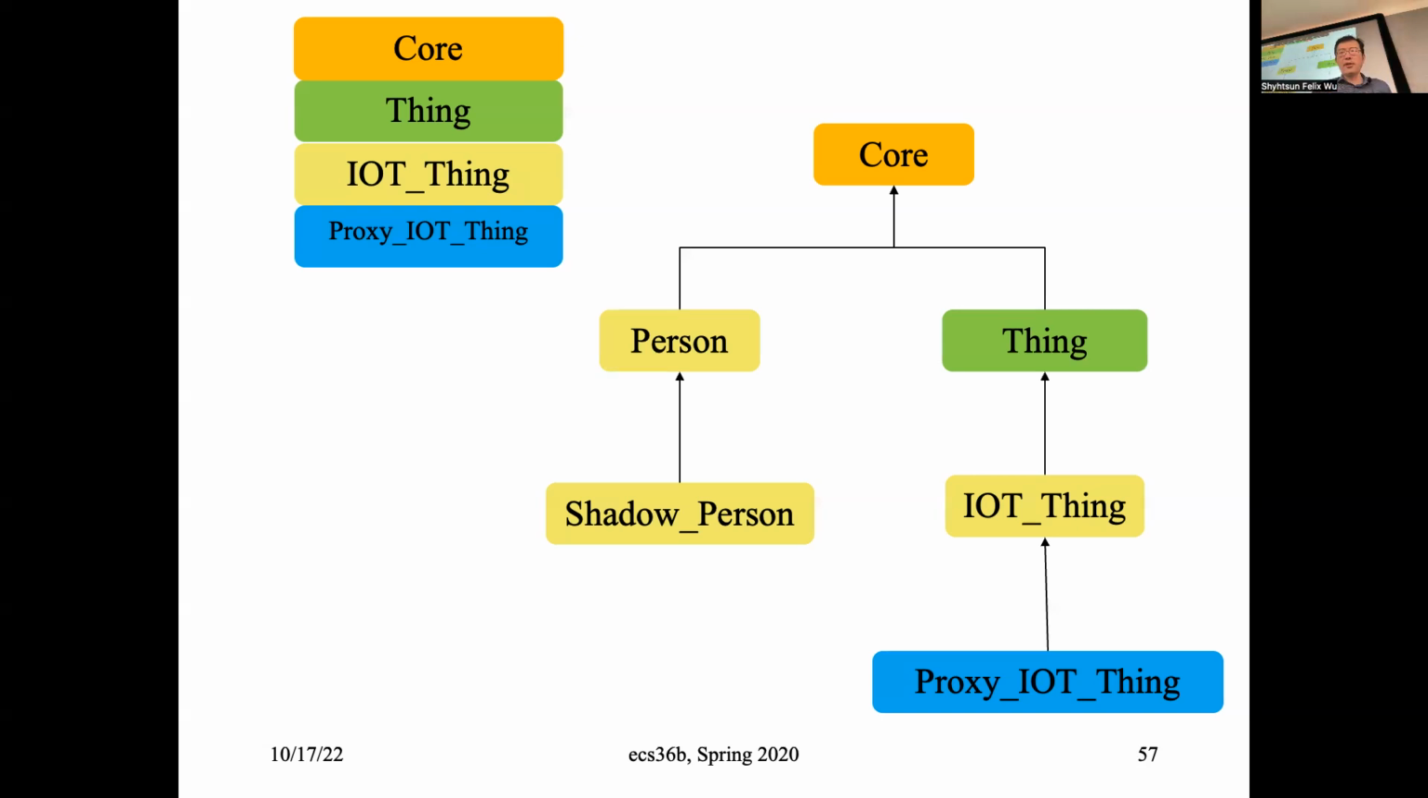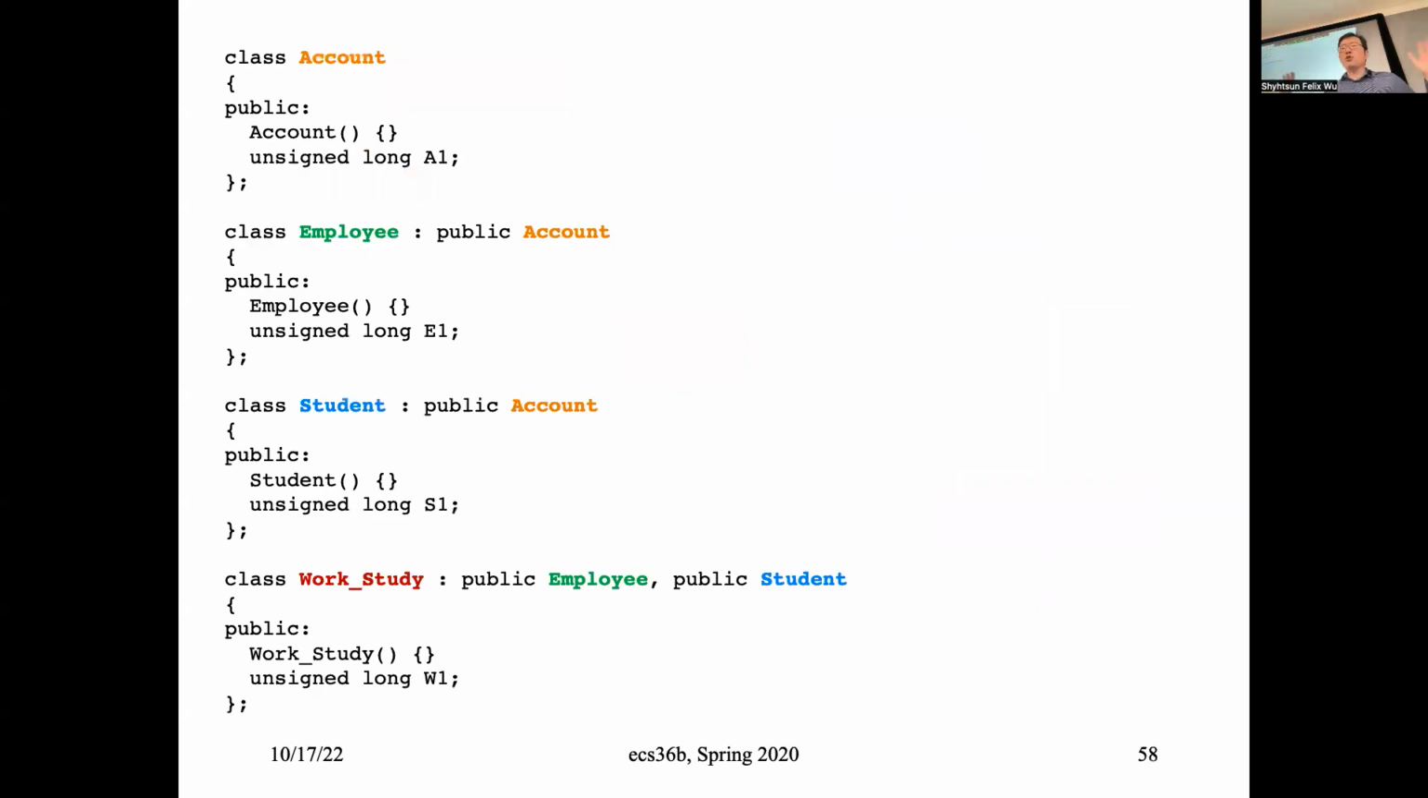Okay, I'm going to give you a simple example first. I'm going to change this code a little bit using a simple code, and later I'm going to use a more complicated example. So I have 4 classes defined in this example: account, employee, student, and work study.